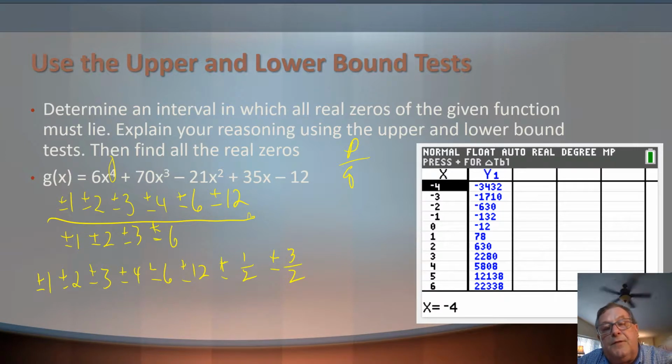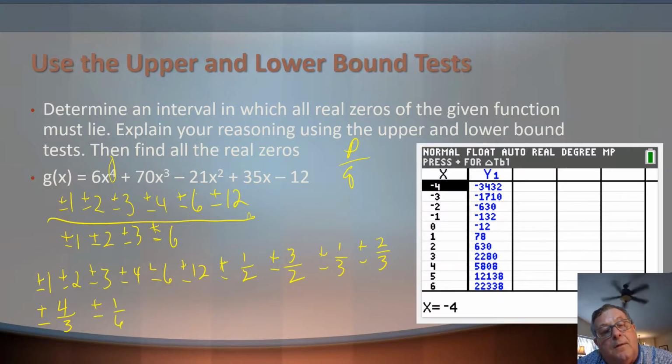Now let's work on the 3's. Now I've got plus or minus 1/3, plus or minus 2/3, plus or minus 3, plus or minus 4/3. That takes care of the 3's because 6 divided by 3 is 2 and 12 divided by 3 is 4. Now we do the 6's, and I could have plus or minus 1/6.